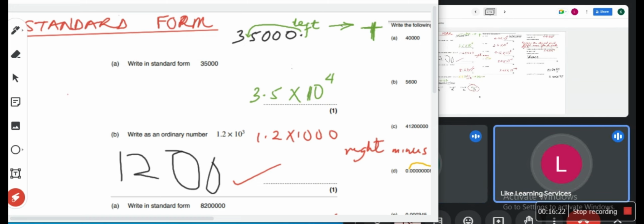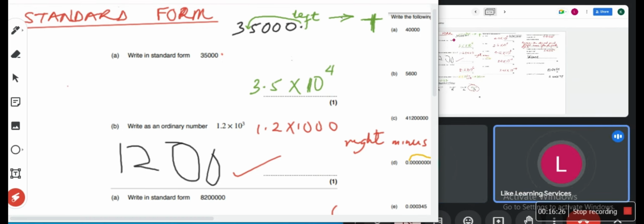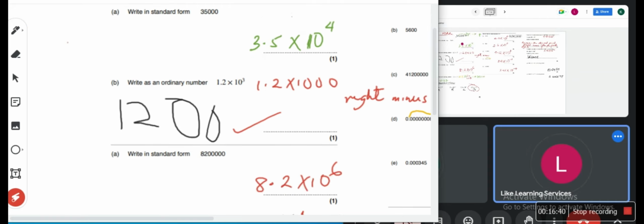All right, when you have 35,000, the decimal point is invisible and it's here. You move it back. How many times? 1, 2, 3, 4. And when you're moving to the left, it is positive. That's why you have 3.5 times 10 raised to the power 4. This is like multiplying by 1000 because of 10 raised to the power 3. That's what gave us this.